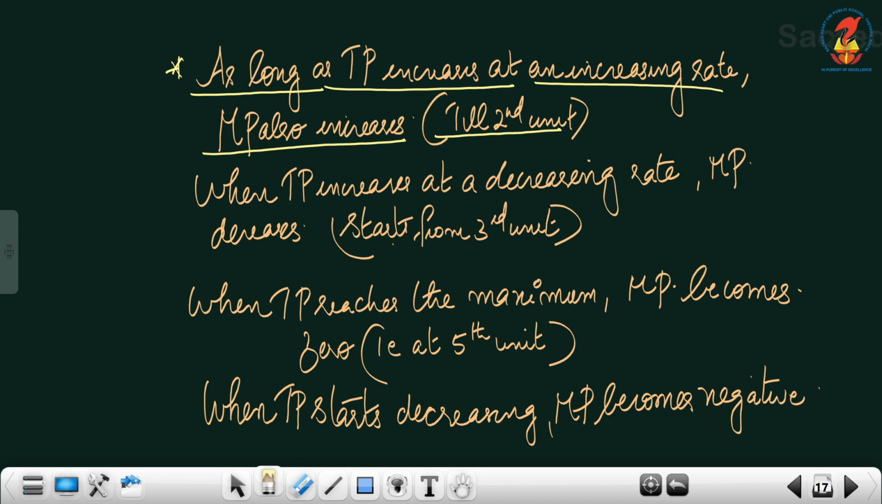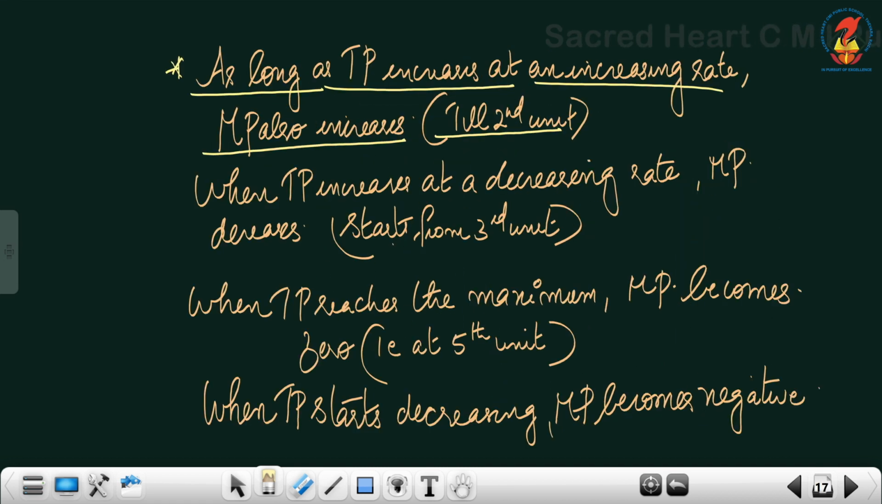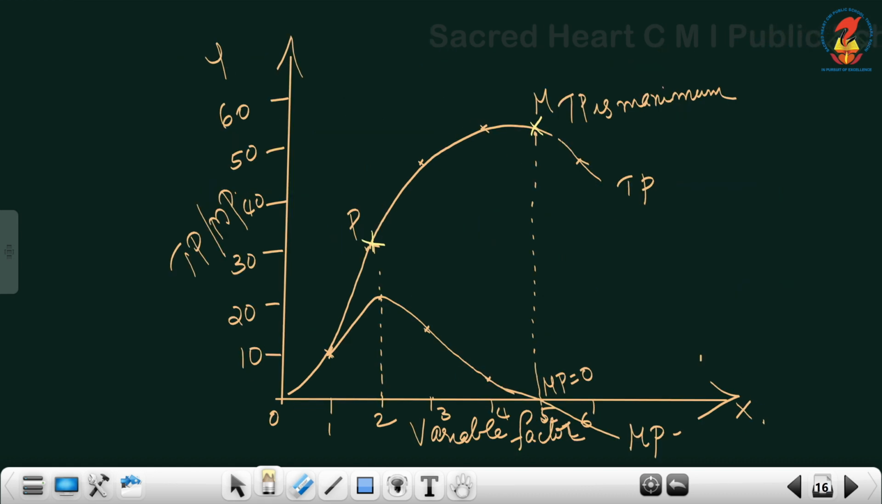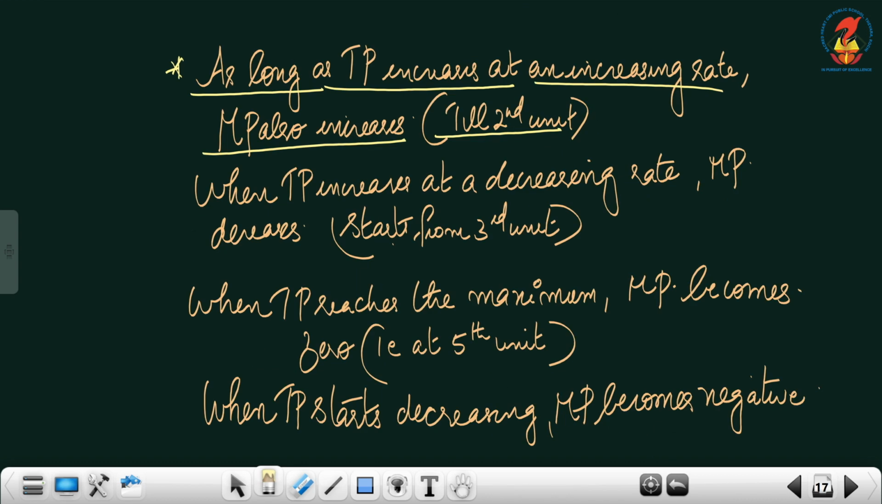There TP also increases, isn't it? That can be depicted in the diagram. That is what is depicted in the diagram. You can find, as long as TP increases at an increasing rate till the second unit, it is specifically mentioned, there MP also increases. TP increases from 10 to 30 and MP increases from 10 to 20. Both are increasing. Now, next relationship.